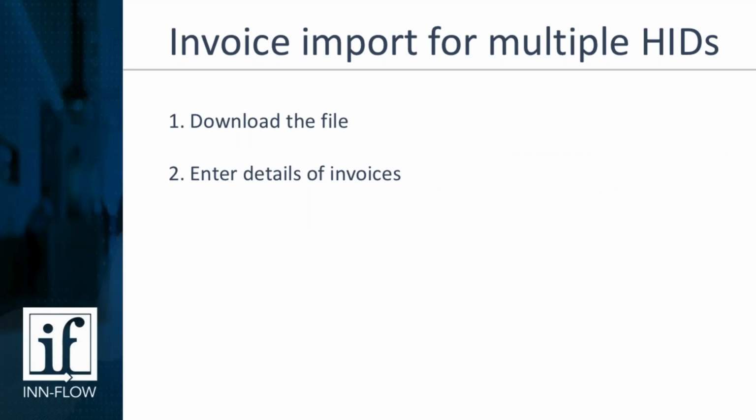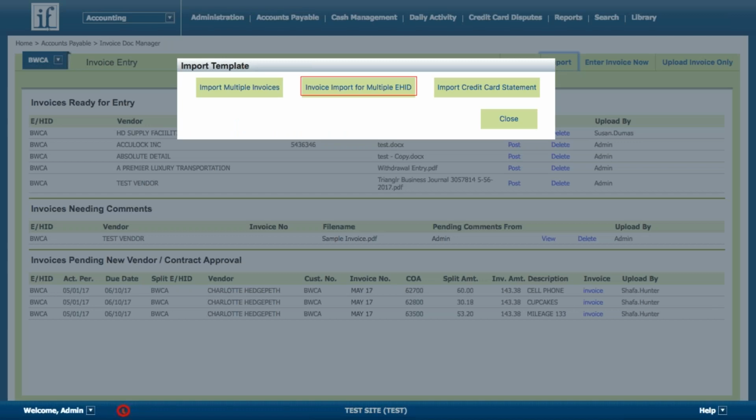Next up, we'll take a look at the multiple EHID import. You can import invoices for any EHID that you have access to with this tool. You will follow the same three-step process of upload data, data mapping, and add supporting documents. The main difference with the file format is the ability to apply different EHIDs to different invoices. You can select the import invoices for multiple EHID from the Invoice Entry Import tab.